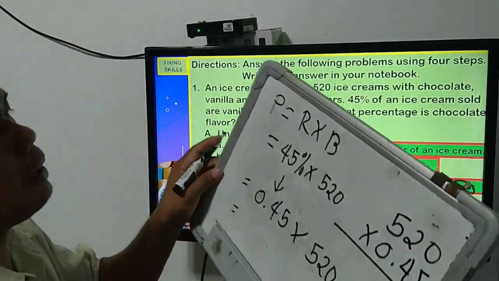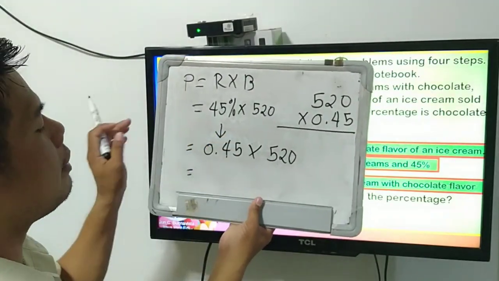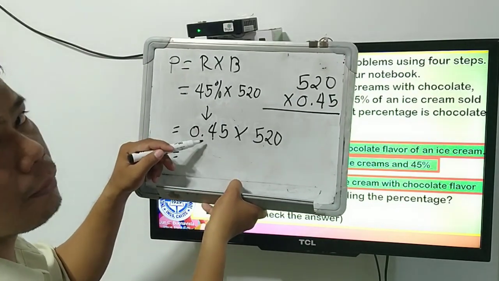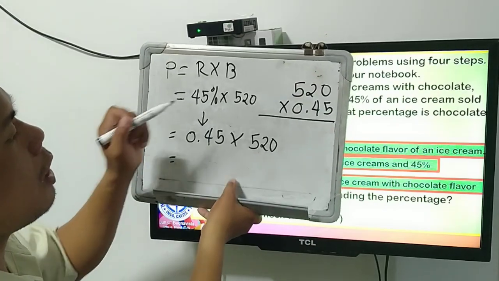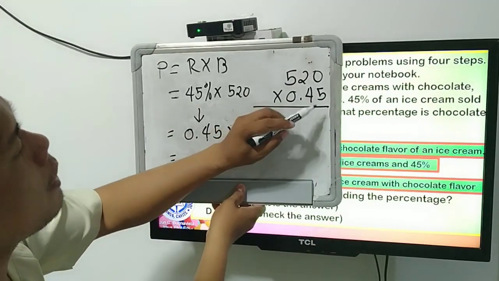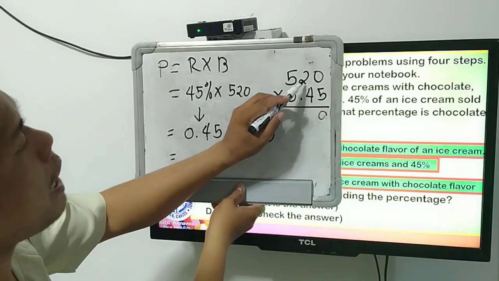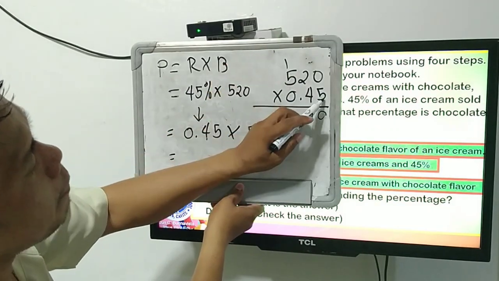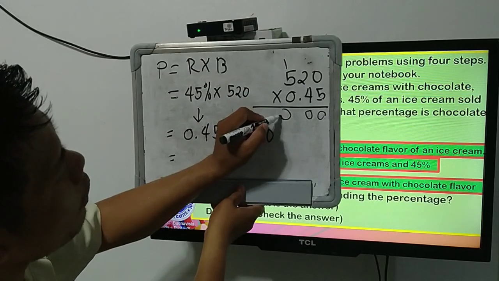Okay, so the given facts are 45% times 520. So we change 45% to a decimal number. This is 45 hundredths times 520. Now we're going to multiply first by 5. 5 times 0 equals 0. 5 times 2 equals 10. Bring down 0, carry up 1. 5 times 5 equals 25 plus 1 equals 26.